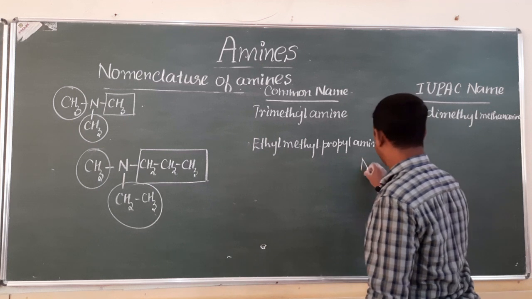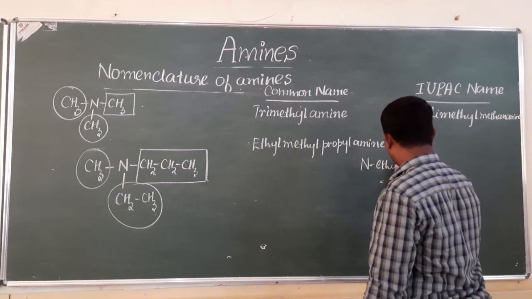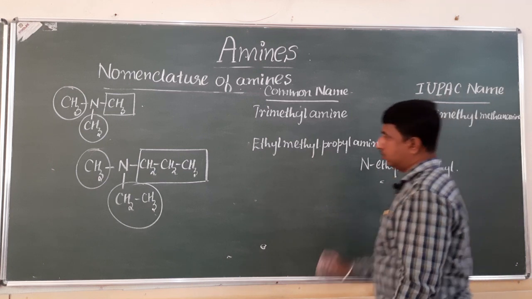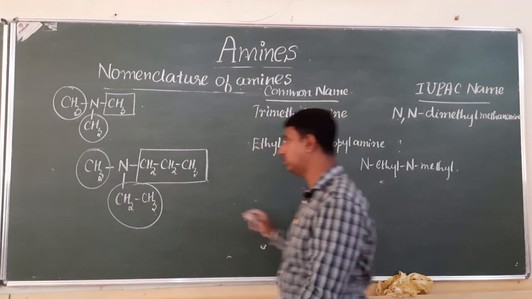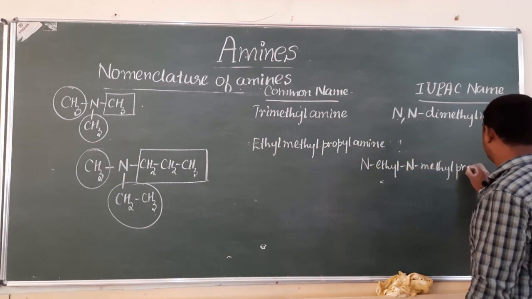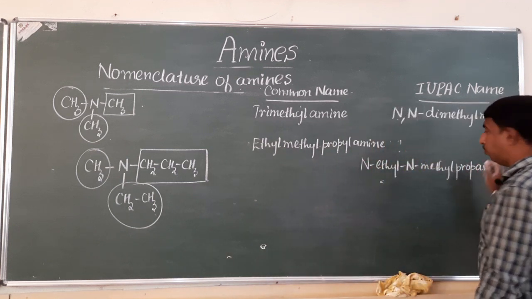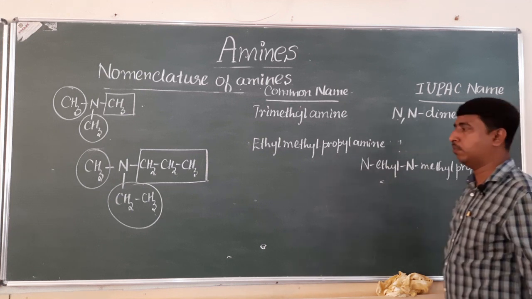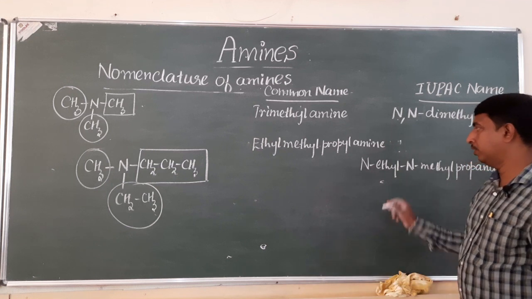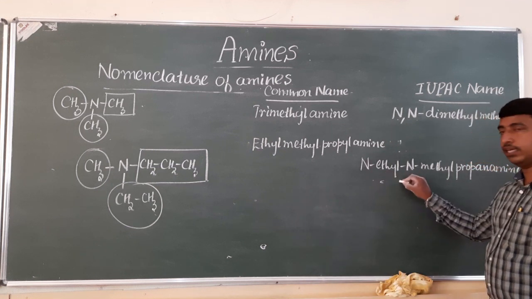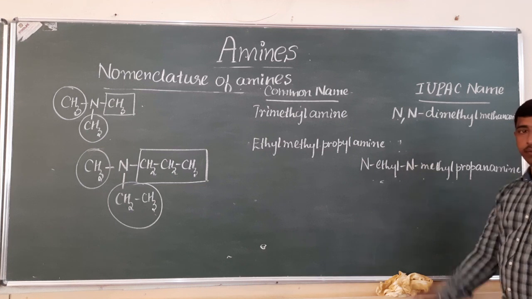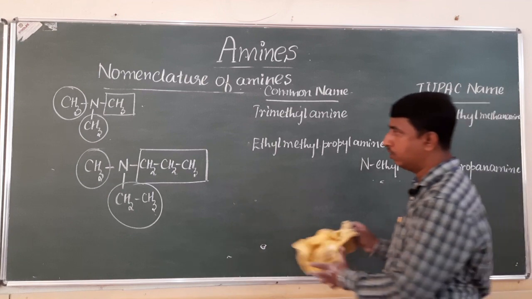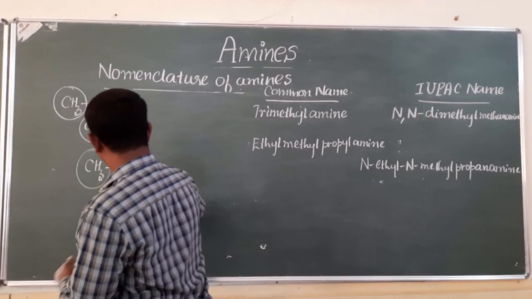Here I will write the name. It is N-ethyl, N-methyl. Next you have to write the name of the parent chain. It is propane. Propane, replace E by amine, so the name becomes propanamine. So the IUPAC name is N-ethyl, N-methyl propanamine. Few more examples we shall take.